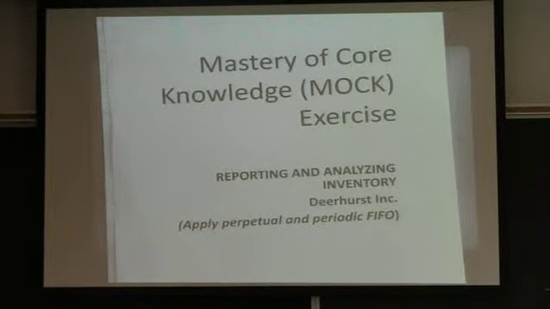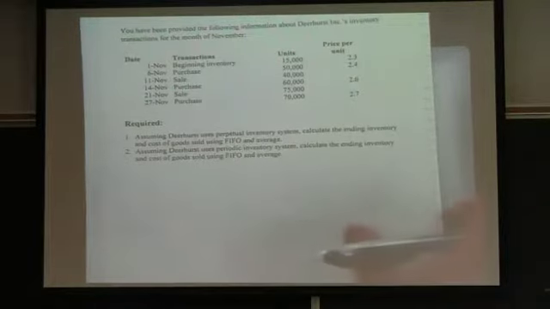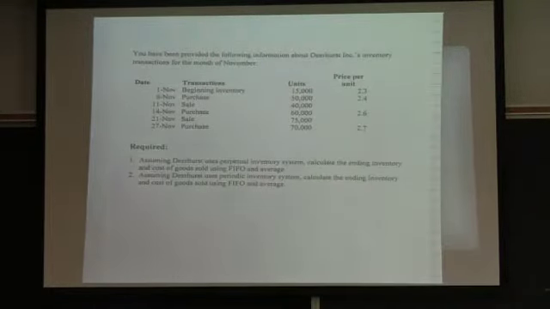For this mock exercise, we're going to take a look at inventory of Durhurst Inc. So let's take a look at the question. They're using periodic inventory, FIFO, this time, and they're also doing perpetual. So we're going to do both methods in this case. This is a simple question.